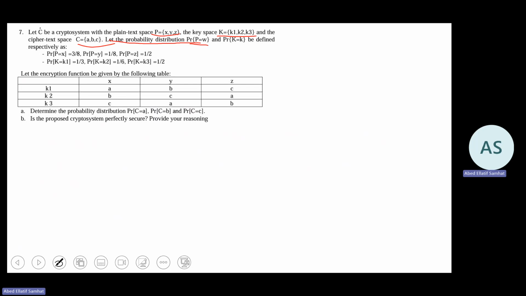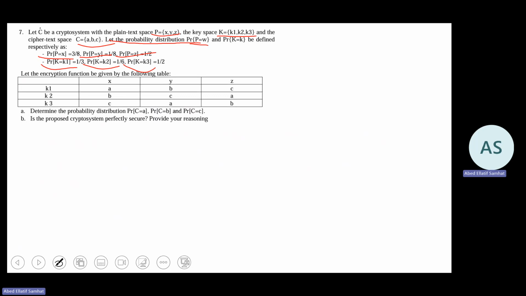In our space of plain text, the probability of the letter x is 3/8, the probability of y is 1/8, and the probability of z is 1/2. For the key space, the probability of key 1 is 1/3, the probability of key 2 is 1/6, and the probability of key 3 is 1/2. And here we have together the encryption function.